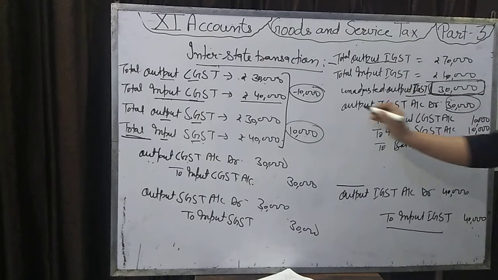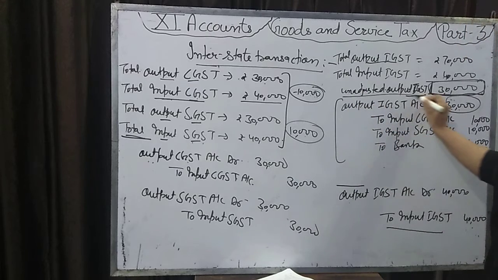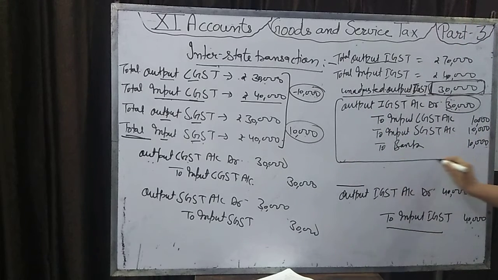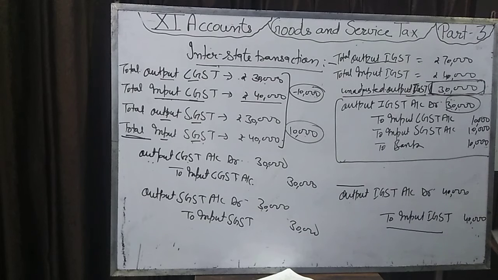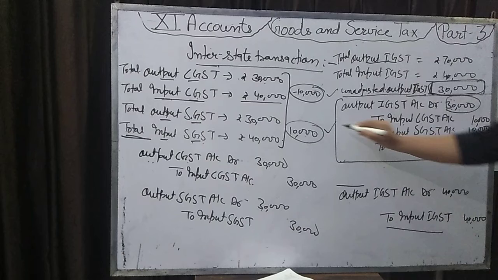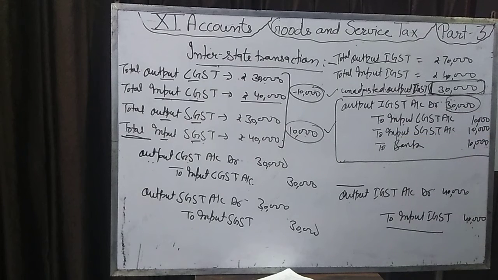Okay, so which entry will be passed for this? Output GST is always debited at the time of payment. Whether we have to make a payment or not, if we can adjust, then also it will be debit. So output GST account debit, and from what do we adjust? From input. Then input CGST, input SGST, that 10,000 we are having balance, then the remaining 10,000 we will pay to the government. Okay.